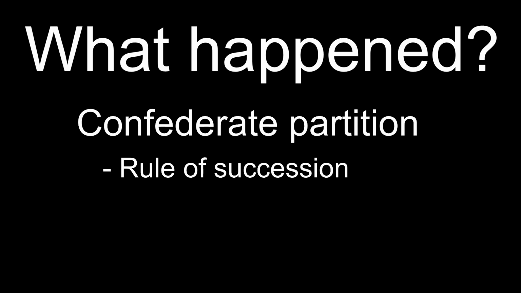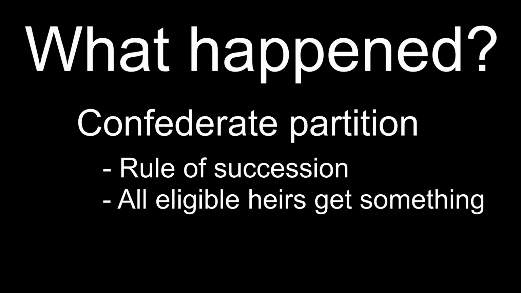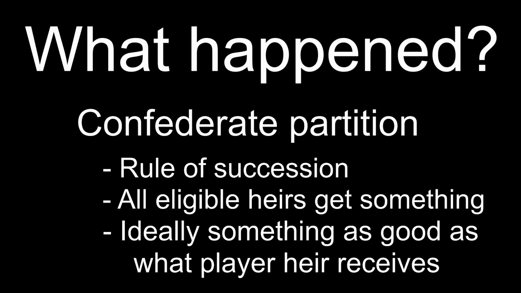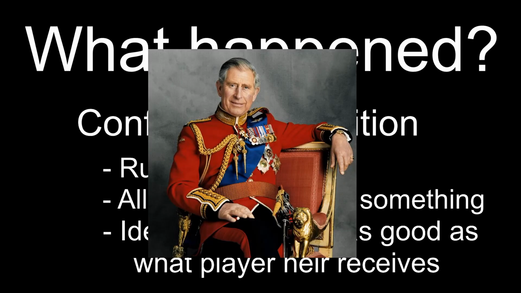Confederate Partition is similar to the Gavelkind succession of CK2, though with one important addition. Stated as plainly as possible, Confederate Partition ensures that all eligible heirs get something of the prior ruler's realm, ideally something that is as good as what the player heir receives, and the game will create titles in order to ensure this happens. This form of inheritance is meant to ensure peace among the family, as everybody gets something. This peace isn't ensured when inheritance is instead determined solely by accidents of birth order.